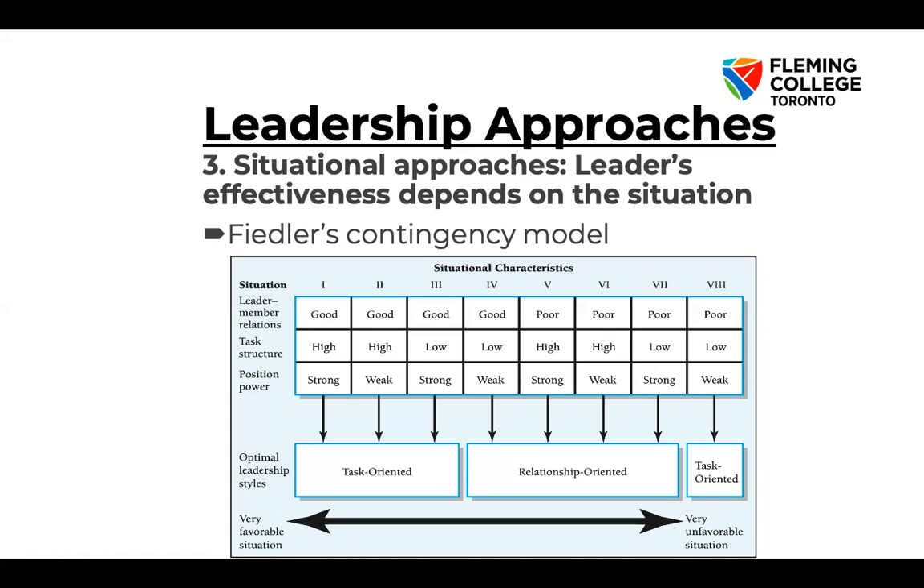So there are some situational characteristics where you have some task-oriented things, some relationship-oriented things. All right, so we need to understand what is a very favorable situation, and what is a very unfavorable situation.